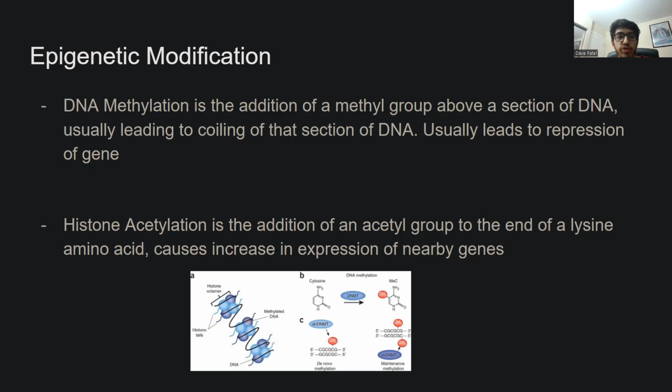And then the other epigenetic modification is histone acetylation, which is the addition of an acetyl group to the end of a lysine amino acid. This is going to cause an increase in the expression of nearby genes. And this image down here is showing an example of methylation. So you have cytosine here, and you add this CH3 methyl group, and that is going to coil up that gene and heavily suppress the expression of it.